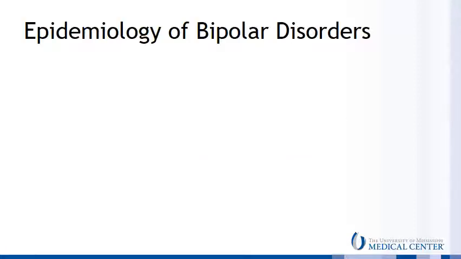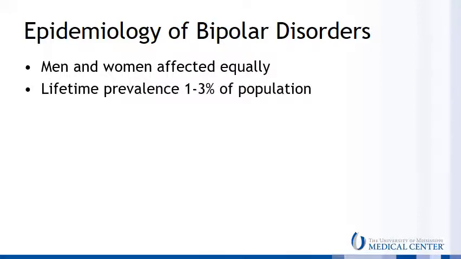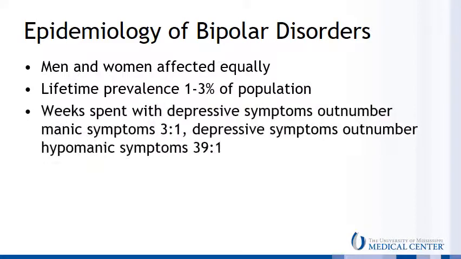The epidemiology of bipolar disorders is distinct from that of the depressive disorders. To begin with, unlike depressive disorder, men and women are equally affected by bipolar disorders. Bipolar disorders are also less common, with a lifetime prevalence between 1 and 3%. Notably, despite the dramatic appearance of manic or hypomanic episodes, the time a patient with bipolar disorder spends in depressive symptoms ranges from 3 to 1 for depression versus mania and 39 to 1 for depression versus hypomania.